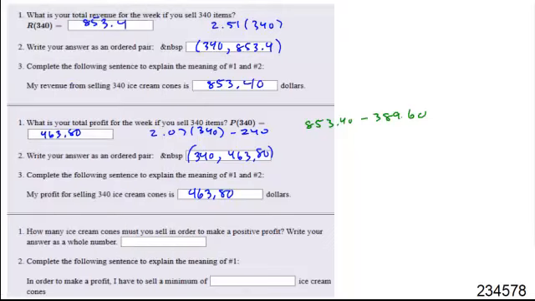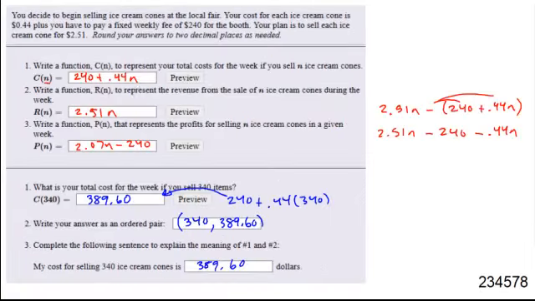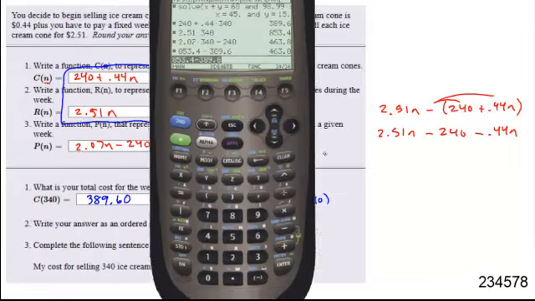Okay, and then on this one, as far as how many ice cream cones must you sell in order to make a positive profit, the way that you can solve for that would be to set the revenue equal to the cost. Okay, so if I take these two equations right here and find the solution to those, I'll get my answer for that.